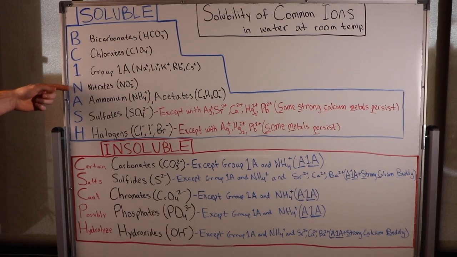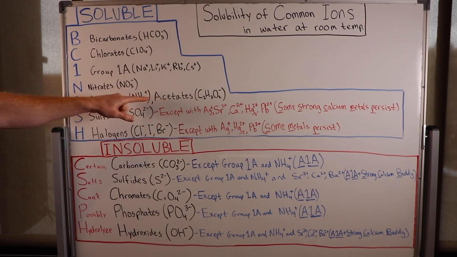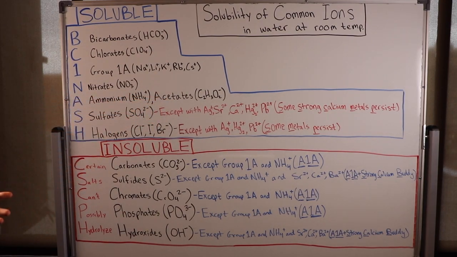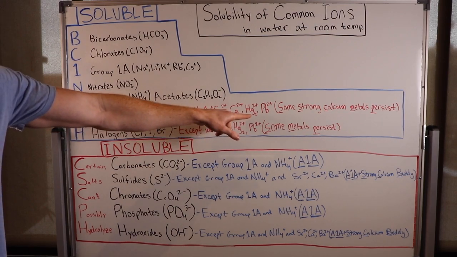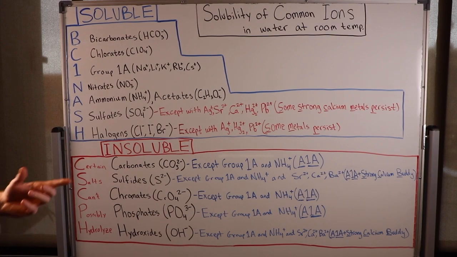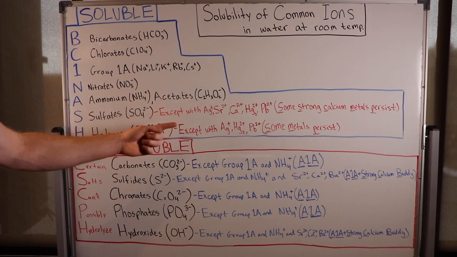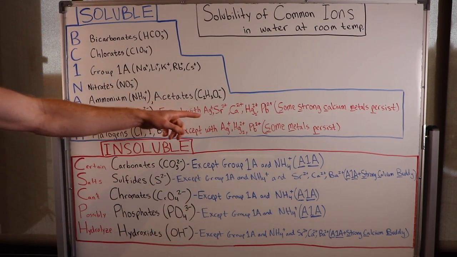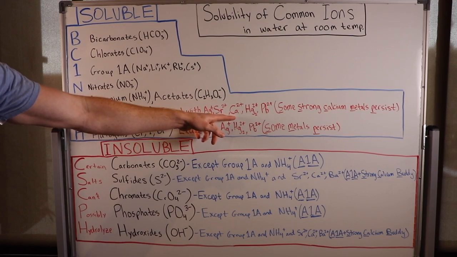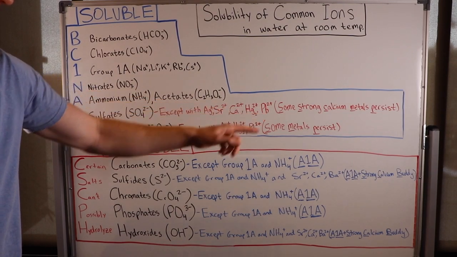The same holds true for nitrates, that's what the N stands for, ammonium for the A, and acetate. Any salts containing these ions are always soluble. The last two here, sulfates and halogens, have some exceptions. In general, salts made up of sulfates and something else are soluble, except with silver, strontium, calcium, magnesium, and lead. The little mnemonic I gave you guys to remember the exceptions for sulfate salts is some strong calcium metals persist. That is for silver, strontium, calcium, magnesium, and Pb for lead.